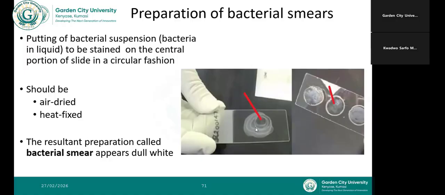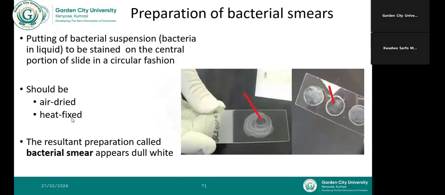So this is what we refer to as a smear. The resultant solution that you have placed on the slide for staining. So for bacterial staining, you air dry the smear and it will appear translucent. So you can view this against light and then check if you can see through. So if it's translucent, that is okay for staining and then observation.